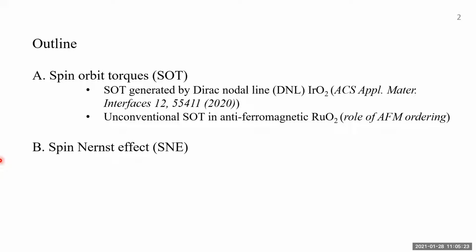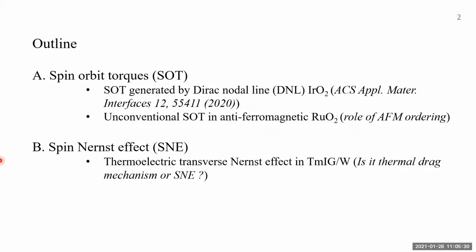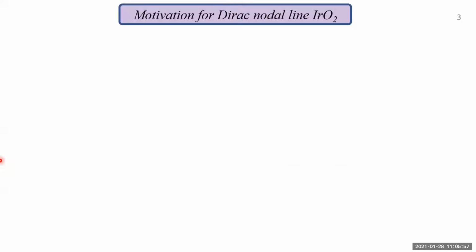And after that, I talk about spin current generation by driving a thermal gradient from the spin Nernst effect, and I discuss the various origins of transverse thermoelectric voltage that can originate in ferromagnetic insulator heavy metal bilayers. And after that, I'll briefly outline some of my PhD related works. So without wasting much time, let me start with the motivation for iridium oxide.